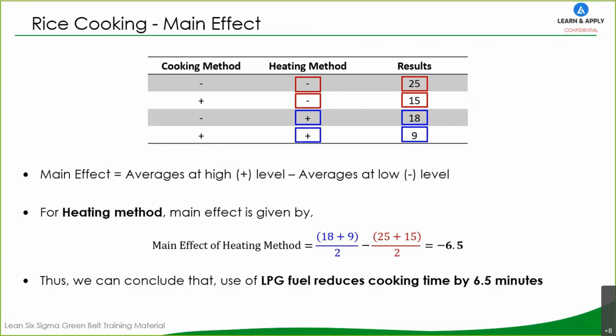Now, to this point, let me rewind. We had seen what a response is, what a factor is, what a level is, what the experimental runs are. In addition to that, we have also seen the main effect plot. These concepts are clear to everyone, right? We have 4 runs. One run is cooking method, heating method: minus minus, plus minus, minus plus, plus plus. So these are the runs.